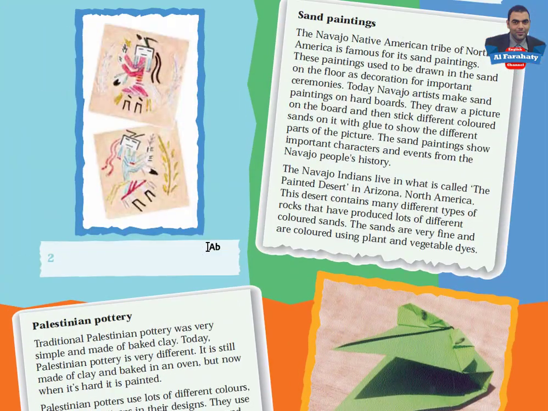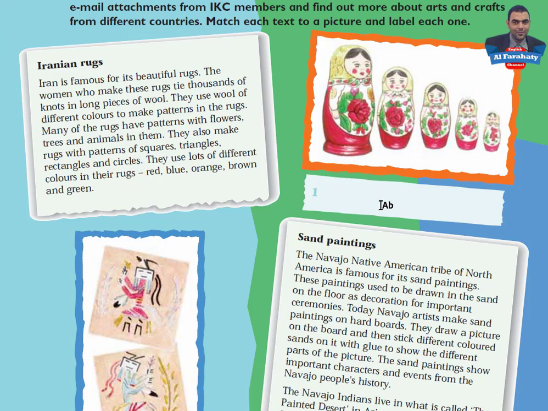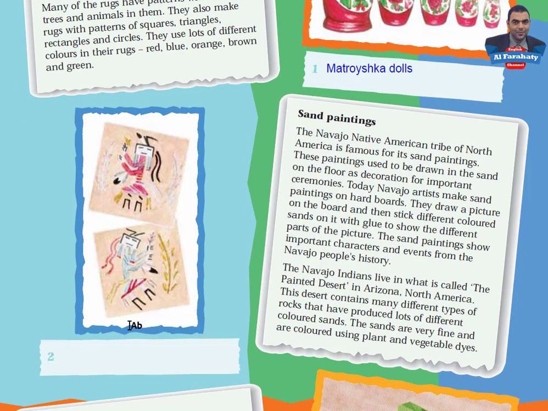Now, let's do the activity. Match each text to a picture and label each one. So, what is number 1? Yes, excellent. Matryoshka dolls. Thank you. What's number 2? Yes, excellent. Sand paintings.